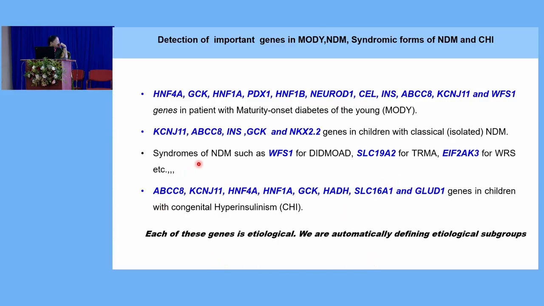And again, you have what is known as congenital hyperinsulinism, which is exactly the opposite. But most of the genes that are involved in NDM are obviously involved in CHI as well. So what is very important in this case is that each of these genes is etiological. When we are talking about this, we are automatically talking only about the etiological groups. Say, for example, ABCC8 MODY, HNF1 alpha MODY, ABCC8 NDM and ABCC8 CHI. So that is how it has to be looked into.